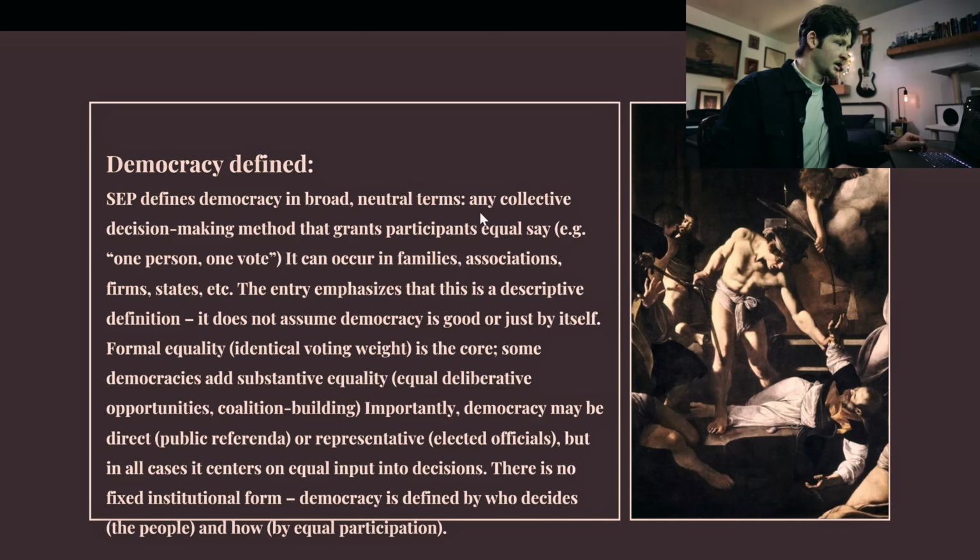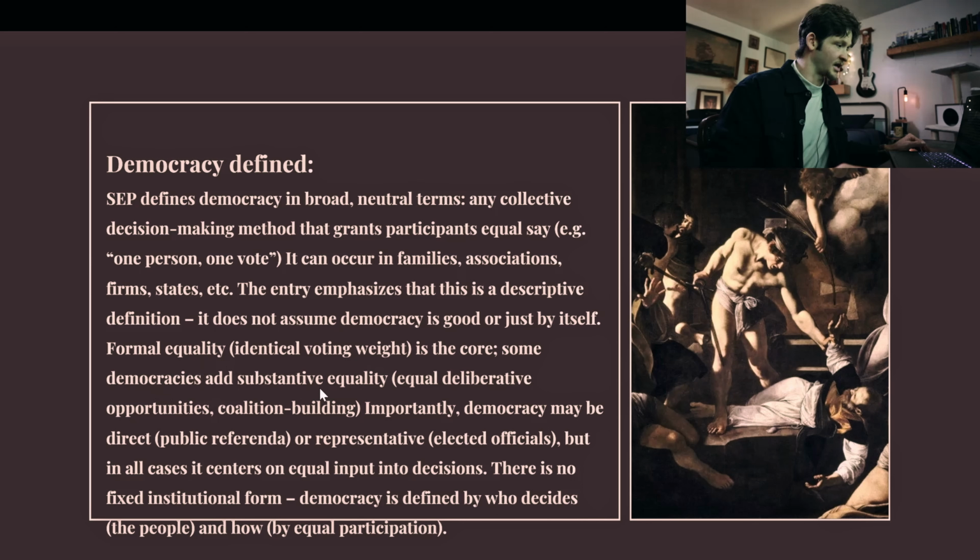And this is how they define it: any collective decision-making method that grants participants equal say, e.g. one person, one vote. It can occur in families, associations, firms, states, etc. The entry emphasizes that this is a descriptive definition. It does not assume democracy is good or just by itself. Formal equality, identical voting weight, is the core.